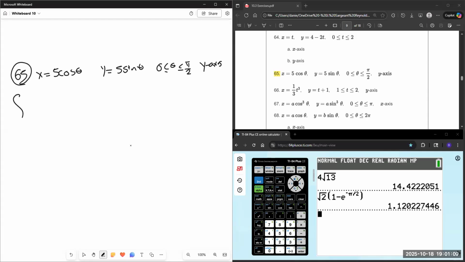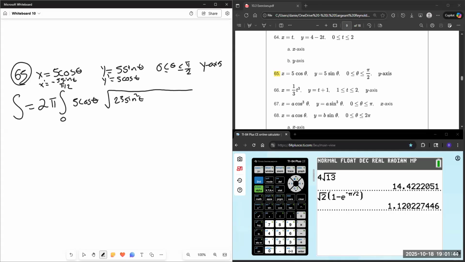So our formula is capital S is equal to 2 pi, integral from lower bound to upper bound of our x of t, which is 5 cosine of theta, times the square root of dx dt squared. So that's going to be 25 sine squared theta, and dy d theta is going to be 5 cosine theta. So when I square that, that is 25 cosine squared theta d theta.